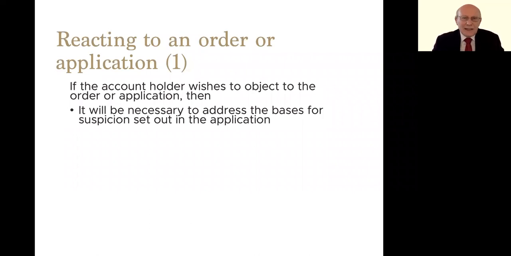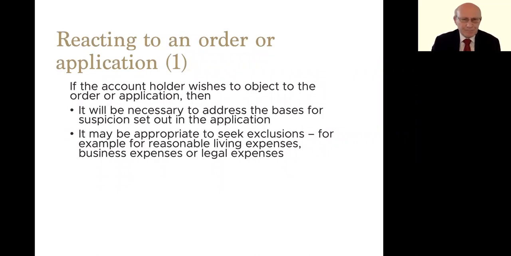If he is going to object, then it is necessary, of course, to address the bases for the suspicion which has been set out or should have been set out in the application. And if it isn't fully set out in the application, then you need to get that information from whoever has applied for the order. And of course, there will be details of who that is on the application.